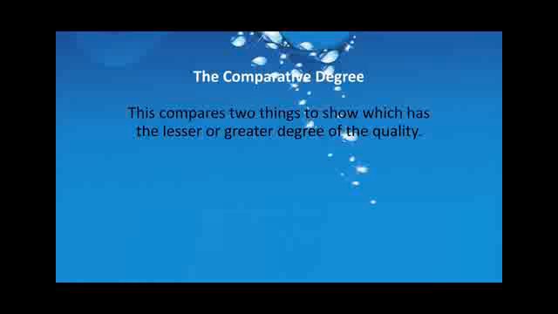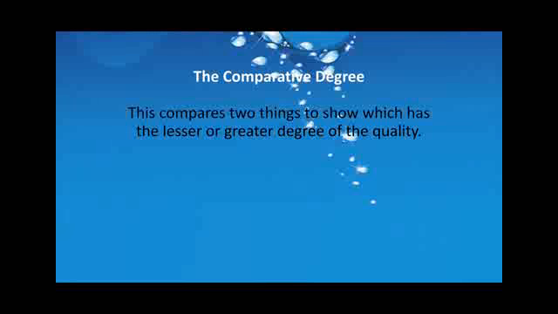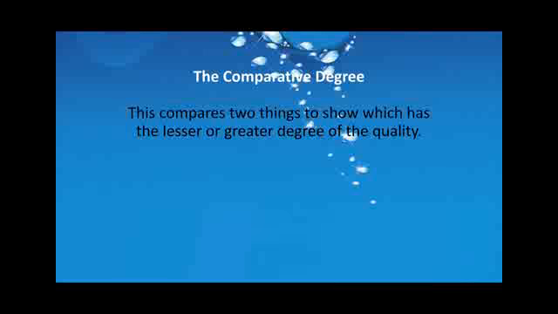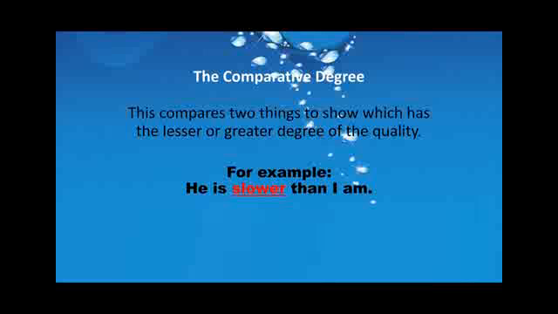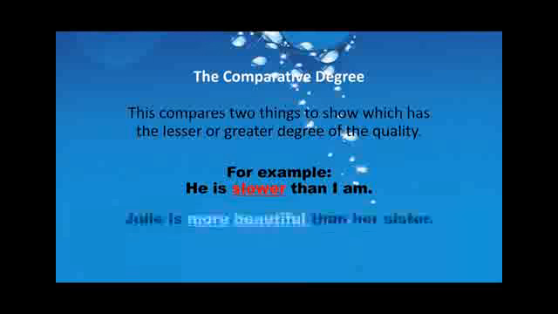The comparative degree of comparison compares two things. It shows lesser or greater degree of quality. Okay, let's look at sentence examples. For example, he is slower than I am. The comparison is between he and me.